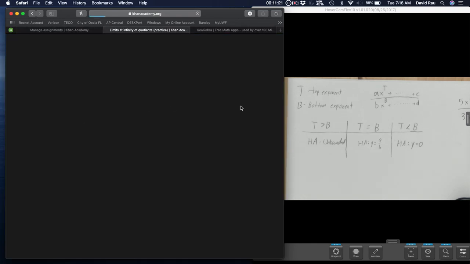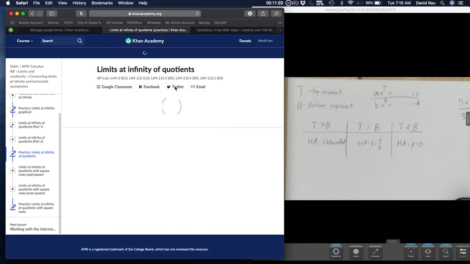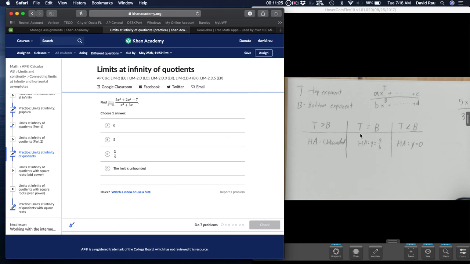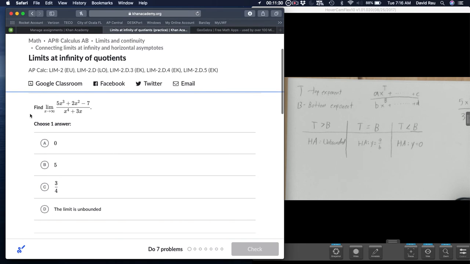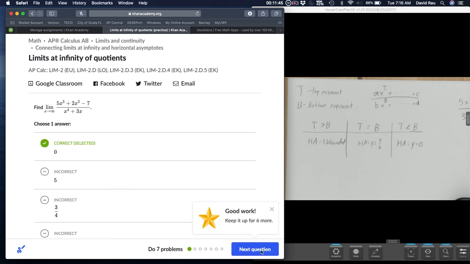Let's do limit at infinity of quotients. Armed with our table, we can do this pretty quick. Okay, as I approach positive infinity, that might matter later, what's going to happen? Well, again, we only have to worry about the highest degree terms. The top is smaller than the bottom in terms of exponents. So if the top is smaller than the bottom, the asymptote is 0.